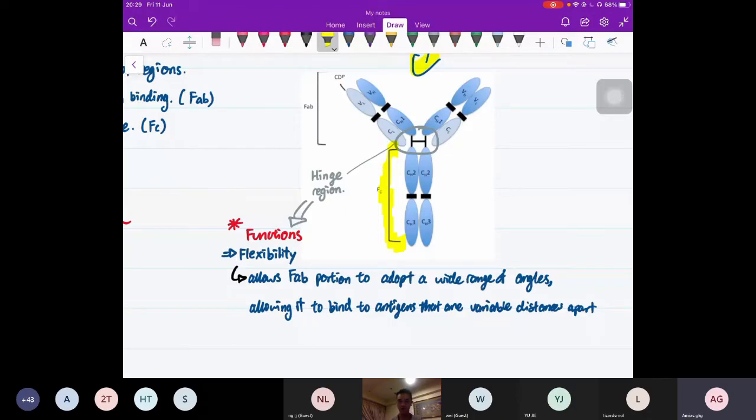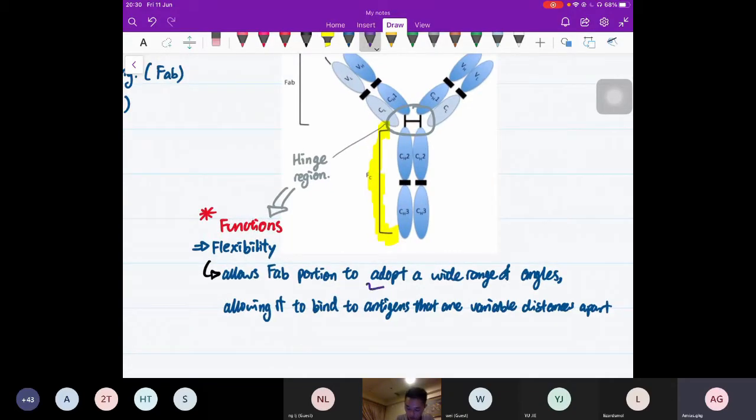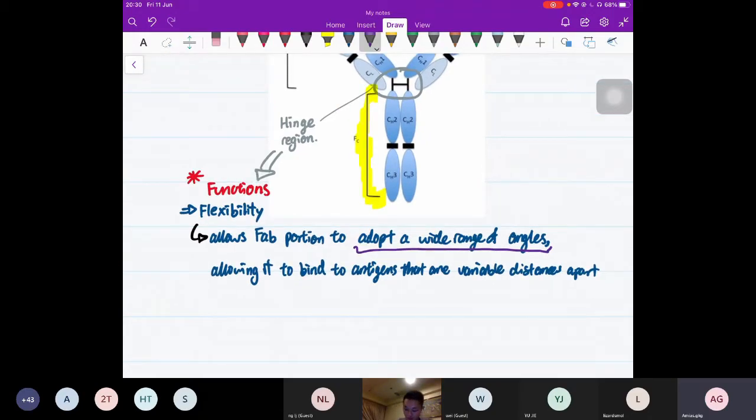This may seem very foreign to you, and it's just a bunch of words that don't mean anything. So let me break it down, okay? So we have adopt a wide range of angles. This is the first mark, if this is a 2-mark question. And the second mark comes at the variable distances apart. You have to state that, because if you don't talk about variable distances apart, there's no reason for it to be able to adopt a wide range of angles.